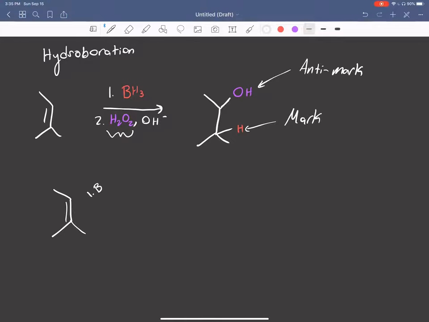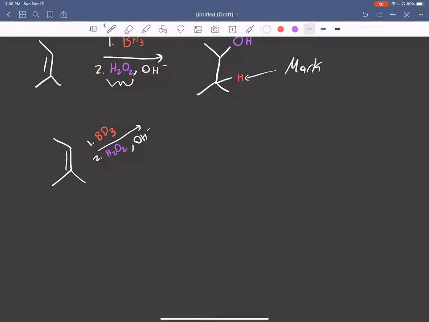Oh, let's change the coloring up. We're going to have BD3, and our step 2 is going to be H2O2, OH minus. That's our hydroboration.